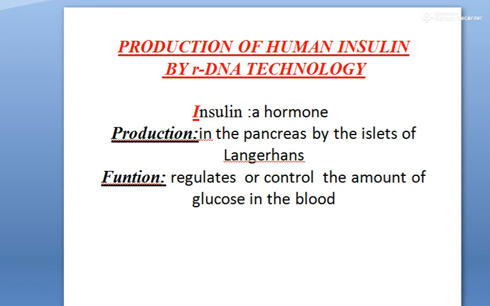Insulin is a chemical substance, a proteinaceous substance, or you can say a hormone, which is produced in our body by its own. From where does it produce? It is produced from the pancreas, in the pancreas by the islets of Langerhans.